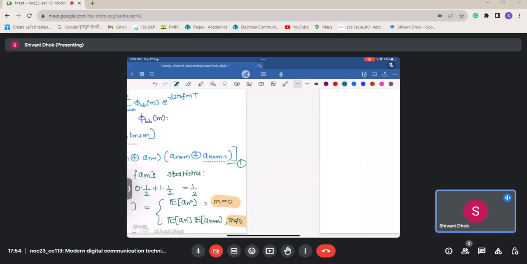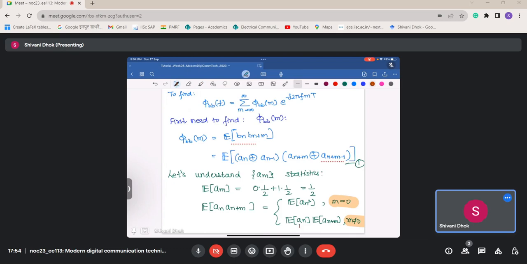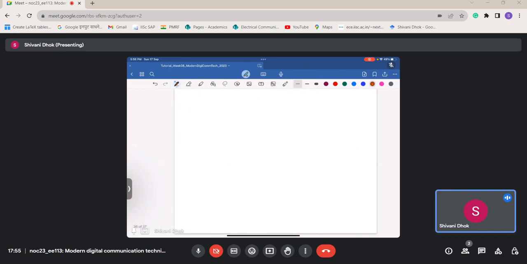So for this thing that we are having is 1 by 2 multiplied by 1 by 2, which comes out to be 1 by 4. So for m not equal to 0, this correlation comes out to be 1 by 4. However, when we look at this expectation of a_n square, it will be basically 0 square multiplied by 0's probability, that is 1 by 2, plus 1 square into its probability, which is 1 by 2.